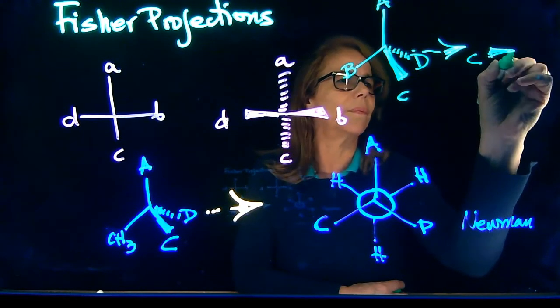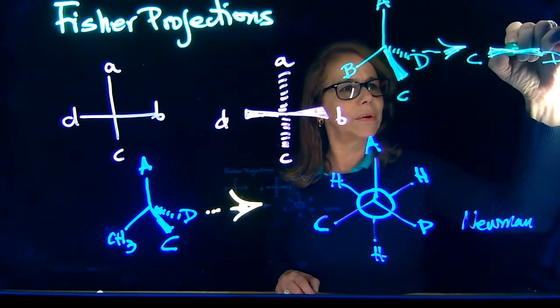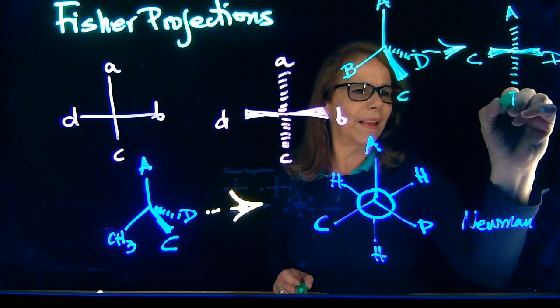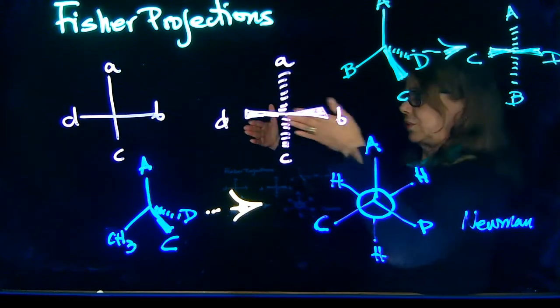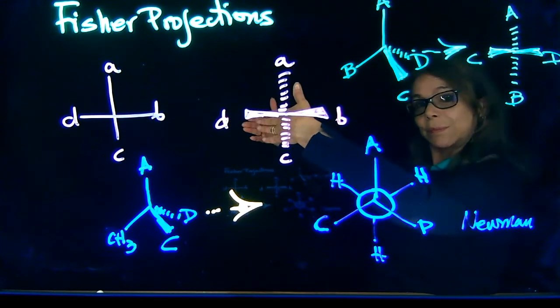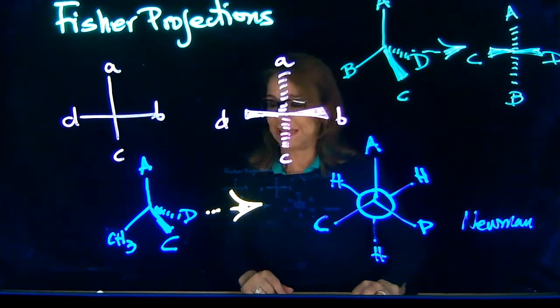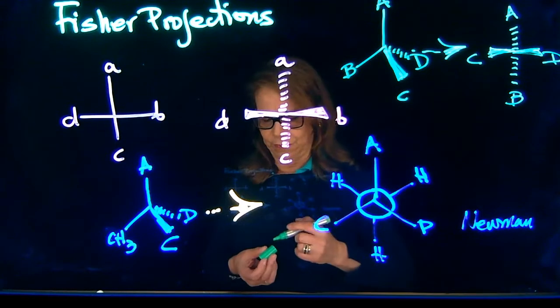So C in my Fischer, and D. And then I'm going to draw A and B. Again, this is my view. So towards you, if I am here in the middle, I see both C and D coming towards me, and these are going to be coming in. So that is then the Fischer projection for that.